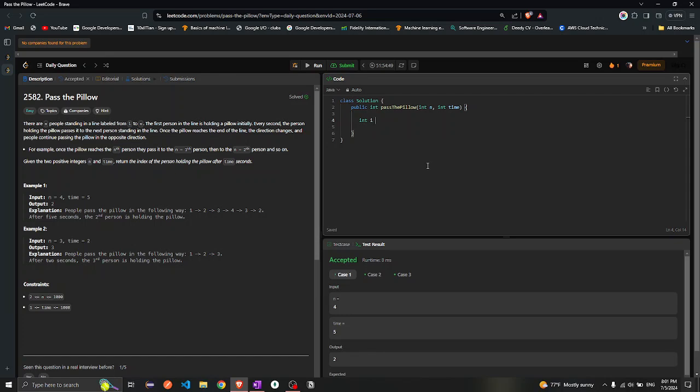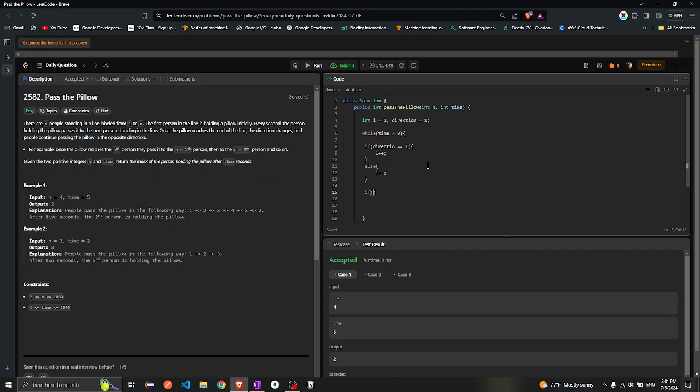So initially, as I said, I starts from 1. The direction is also 1, right? Now, while my time is greater than 0, what I will do is, if my direction is 1, I'll increase my I. Else, if my direction is not equal to 1, I'll decrease my I, right?